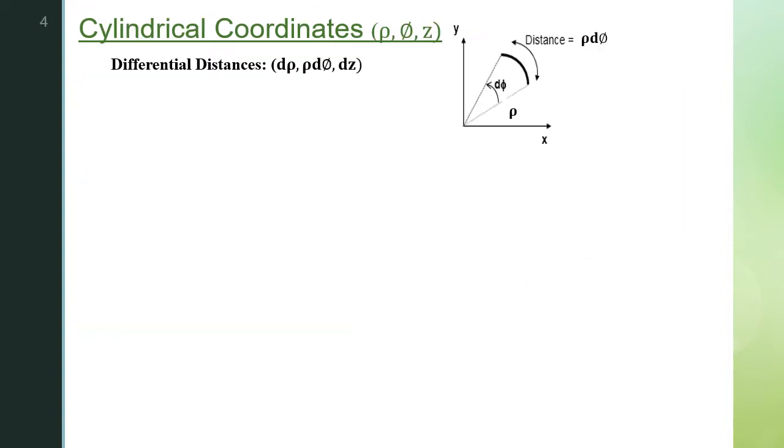In the cylindrical coordinate system, the three coordinates are rho, phi and z. The differential displacements corresponding to rho and z are d rho and dz, because they are measured in length. But phi is an angular displacement, so we should find the length corresponding to the angular displacement d phi. If we have a radius rho and a sector angle d phi, then the differential displacement is rho into d phi. Thus, the three differential displacements are d rho, rho d phi and dz.